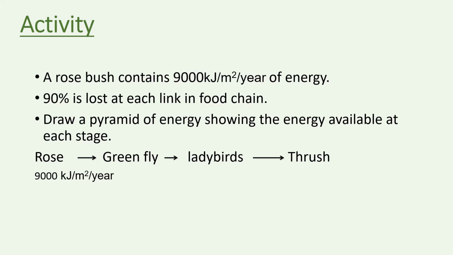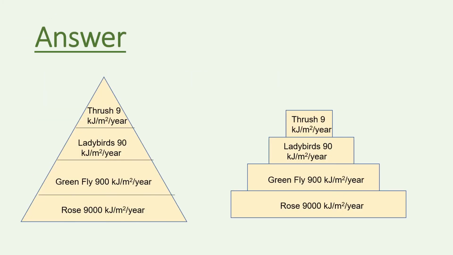So the answer is, you could have done either of these pyramid pictures, either would be correct, but you would need to have the rose at the base because it's the producer, and we know that the rose has got 9,000 kilojoules per meter squared per year, and we know that only 10% of energy is getting passed on. So for the green fly, 10% of 9,000 would be 900, so you can either divide that 9,000 by 10 to get that, or you can times it by 10 and divide it by 100, whatever way you work out 10%.